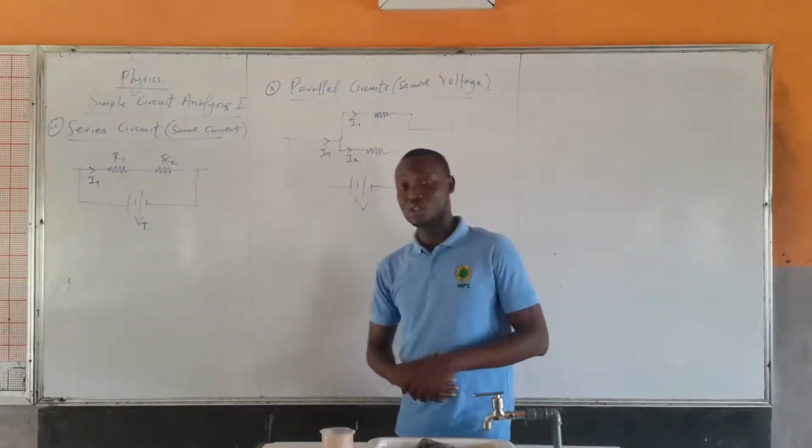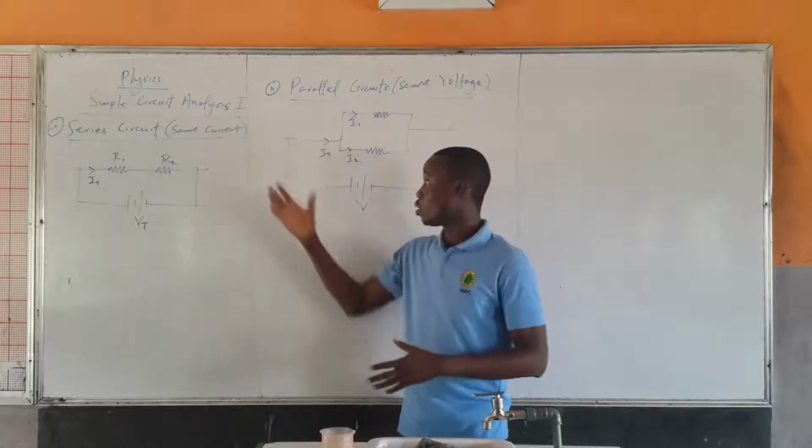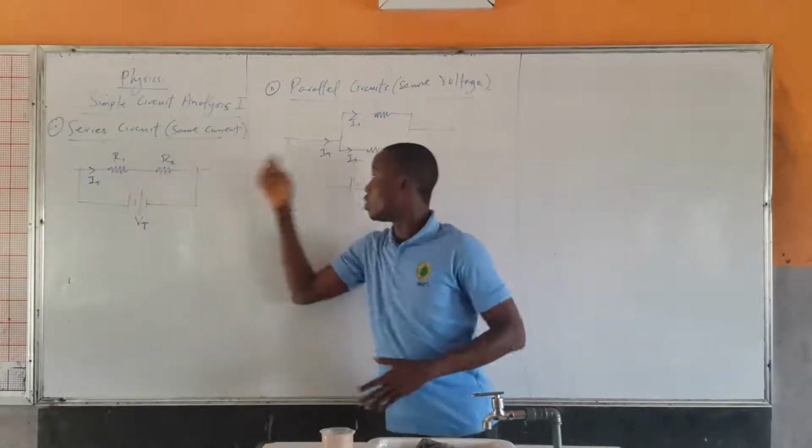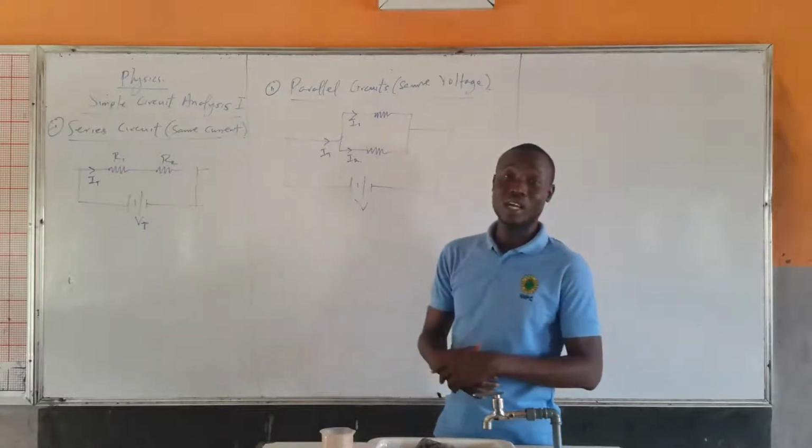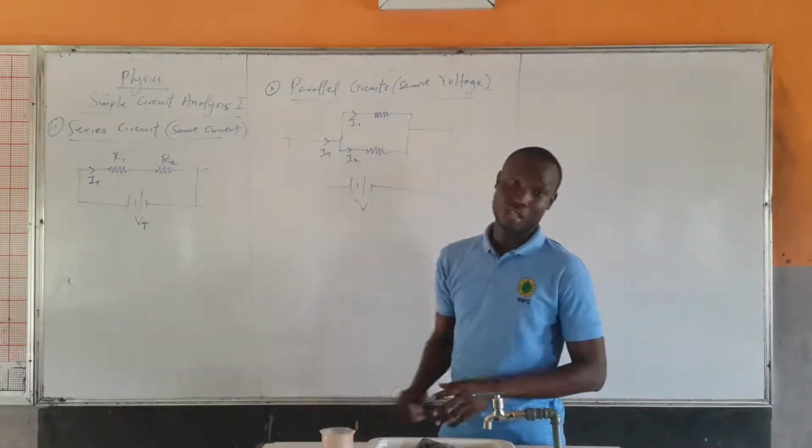In the previous classes we have discussed what a DC circuit is about, what the symbols represent, resistors and the cell, and how we can calculate the total resistance in the circuits.